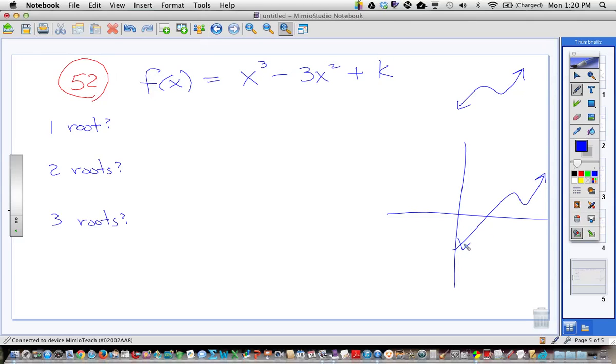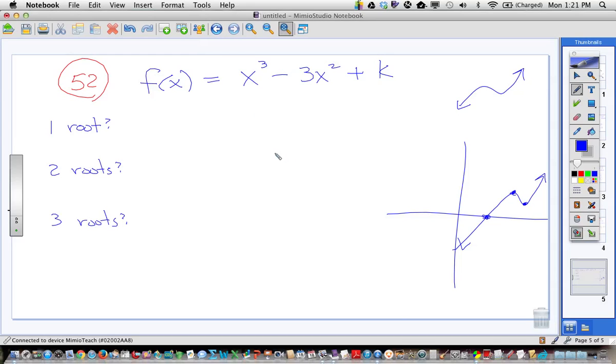How many roots does it have? 1. It only has 1. When in the world would it have 2? If you shifted it down, in other words, change k. If you shifted it down, how far? Until that's just touching. Then you'd have 2. What if you keep shifting it down? Now you've got 3. Keep shifting it down. As soon as this one bounces or just touches, now you're back to 2. Keep shifting it down. Now you're back to 1.